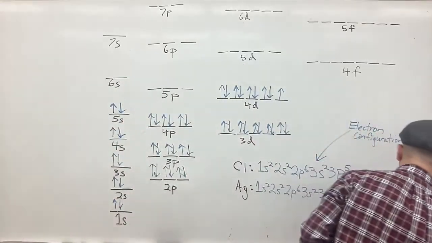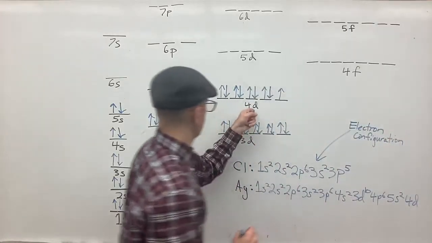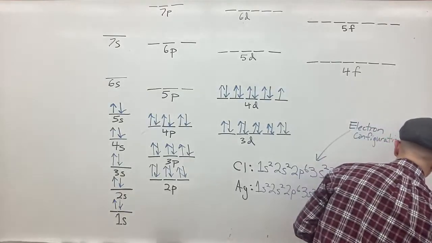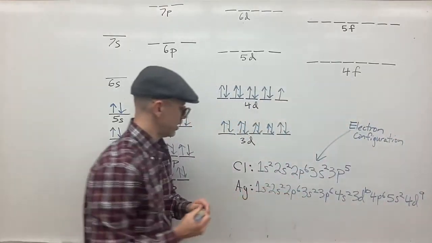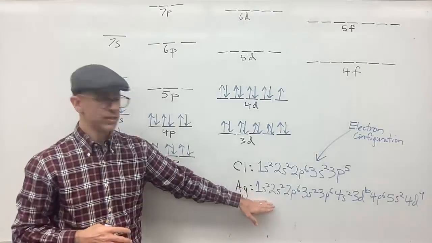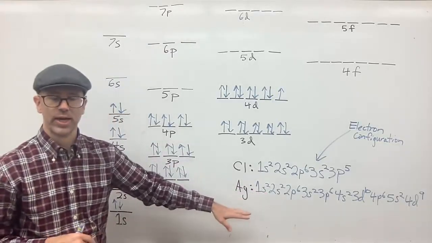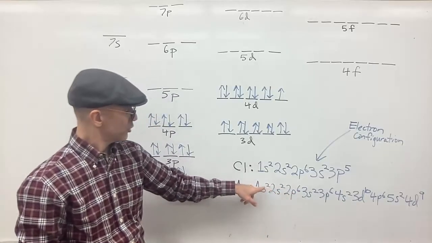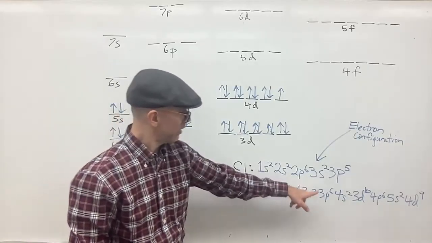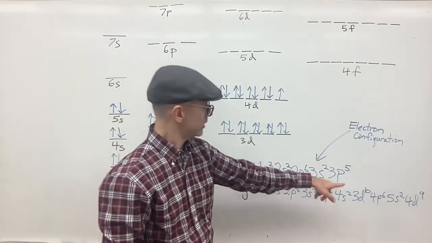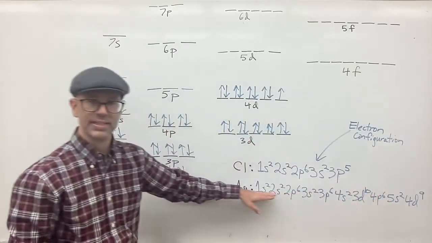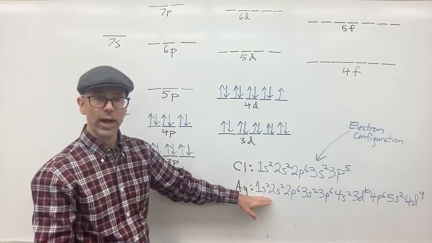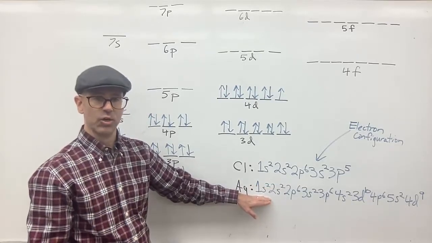So we're going to put 4d. So we're in 4d, and there's 9 electrons. So we put superscript 9. So this is where the electrons are located in silver. So if you count the superscripts, 2, 4, 10, 12, 18, and you count, you'll get 47. You'll count 47, and this tells you where the electrons are in silver.